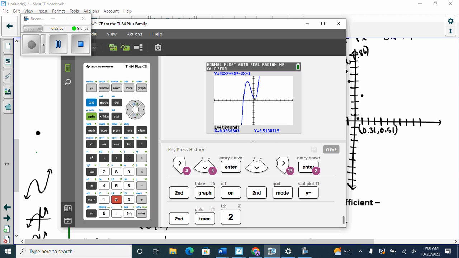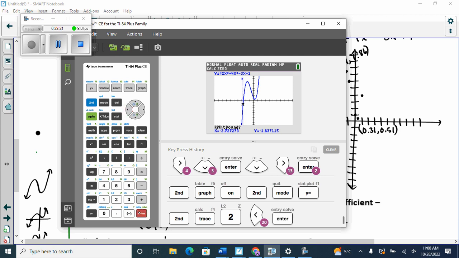Now I need to be left bound of the x-intercept. Here's my x-intercept. If I drew a vertical line through it, am I on the left-hand side of it currently? No, I'm on the right-hand side. So I need to arrow over. Am I on the left-hand side yet? Here's my x-intercept, this dot right here, right? I need to be on the left-hand side of it. I need to be down here. That's on the left. That's on the right. So I need to get down here.